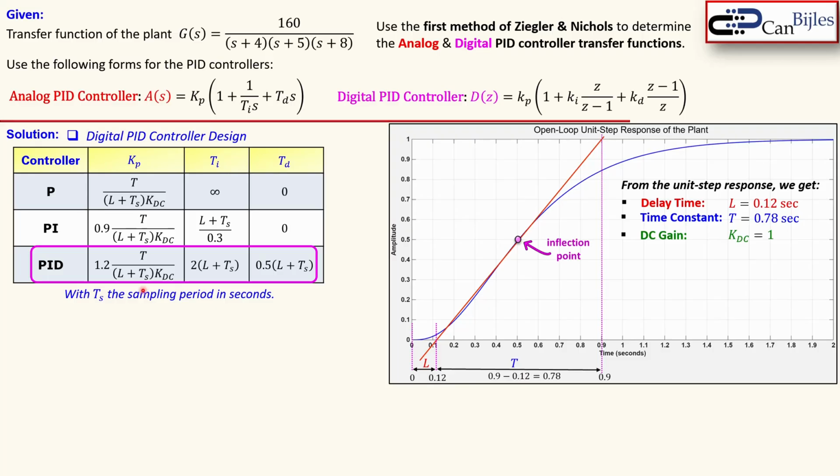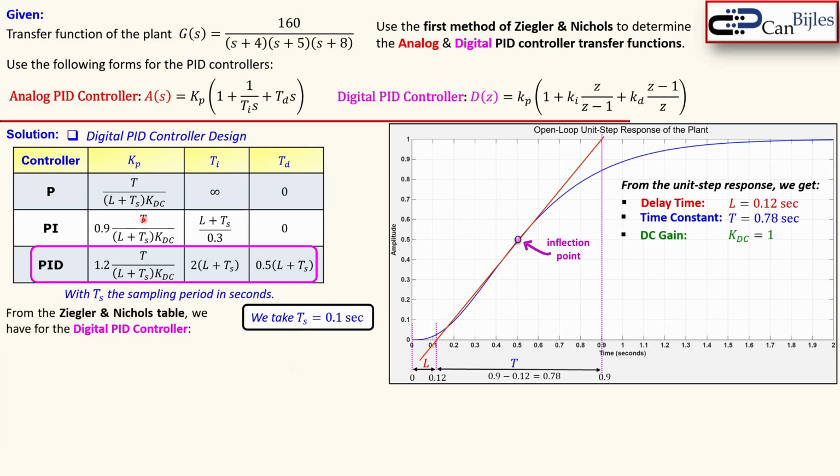So we'll now again calculate that just by selecting a sampling period for this digital PID controller. In this case we will take the TS of 0.1 seconds, so 100 milliseconds. It means your sampling frequency will be 10 Hertz. Of course not that fast. We will see shortly what kind of effect the sampling frequency has on the controller design.